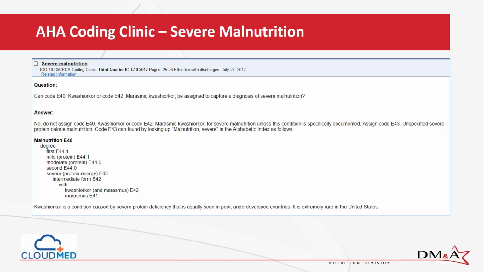then also the American Hospital Association publishes quarterly what's referred to as the Coding Clinic. And so over the years, they've published many publications on the subject of malnutrition, and these are the most recent. So in third quarter of 2017, this is pages 25 to 26, they clarified the indexing for severe malnutrition. We know back in ICD-9, there were some indexing issues that contributed to a lot of miscoding of malnutrition.